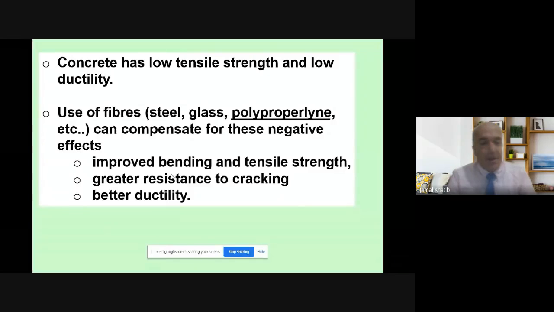But generally, with the use of fiber, we get an improvement in bending and tensile strength. We've got greater resistance to cracking and better ductility. That's fiber in general, whether they are synthetic fiber or natural fiber.